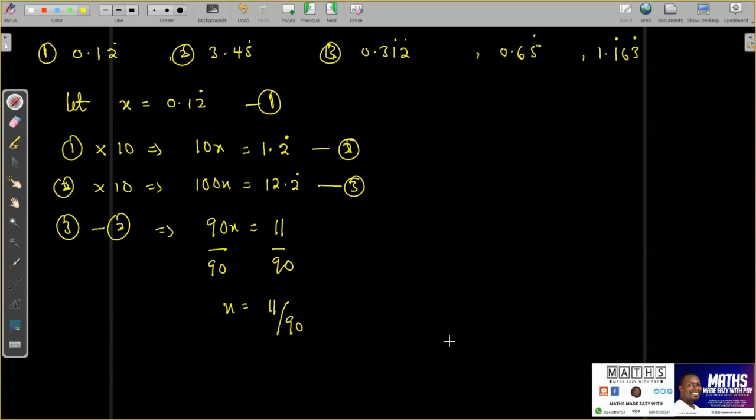Can you confirm from your calculator that 11 on 90 is giving us 0.12 recurring? Yes, please. Any confusion over here? Do you have any question on what I've just done?